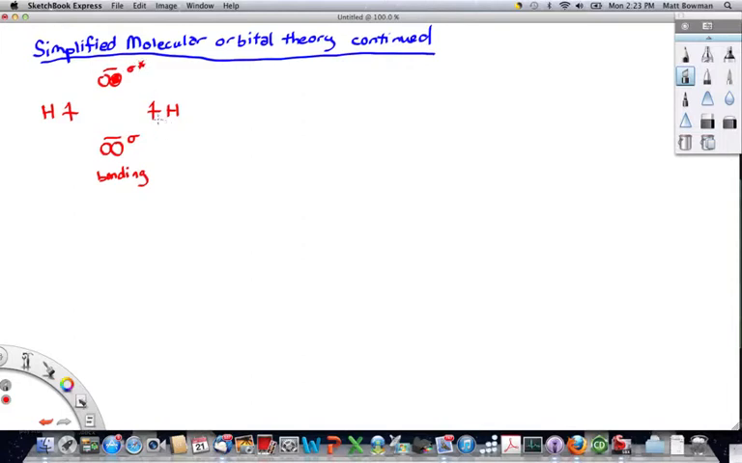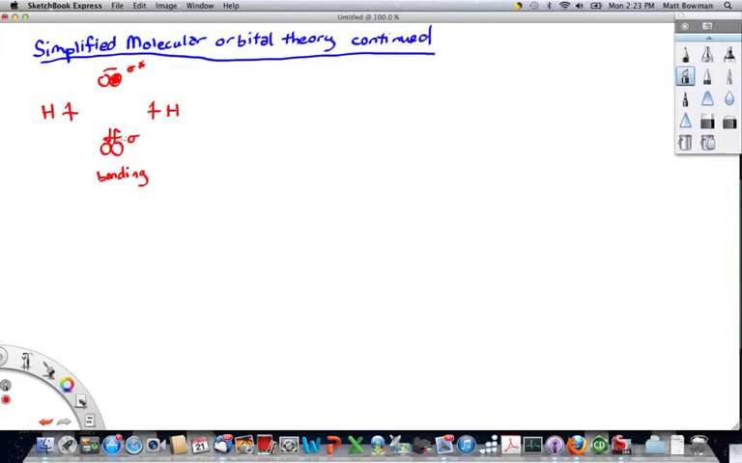And of course, atoms want to be the lowest energy possible, and so these two electrons join forces and come together in a bonding interaction. One has an arrow going down, one has an arrow going up. And this basically is the molecular orbital diagram of hydrogen.